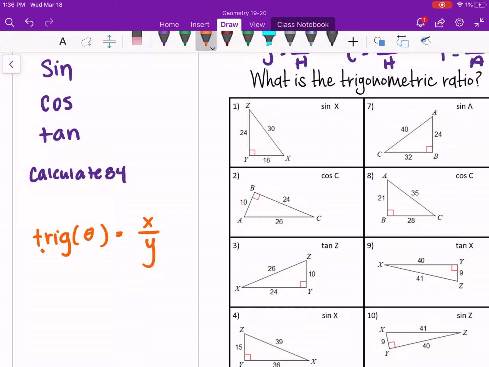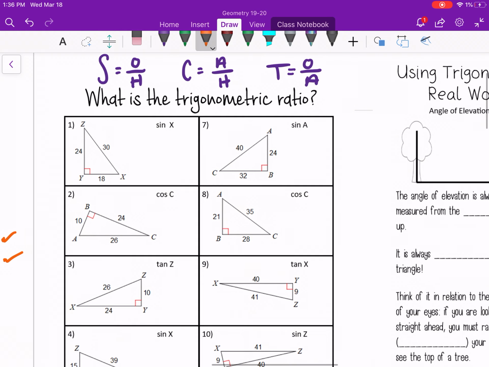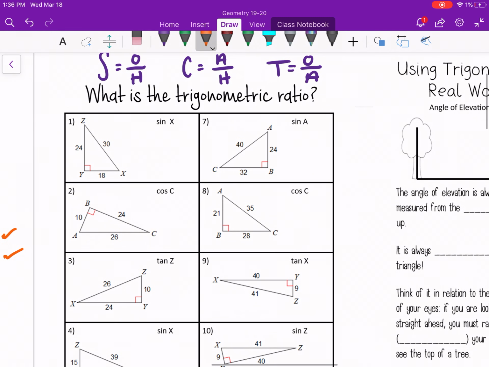It's got a sine, cosine, or tangent here. It's got an angle, and then it's got 2 lengths of the triangle. So when it says what is the trigonometric ratio, we're going to set that up and plug in the correct trig function, the correct angle measure, and the correct side lengths, depending on whether it's sine, cosine, or tangent. So the first one says find sine of x.